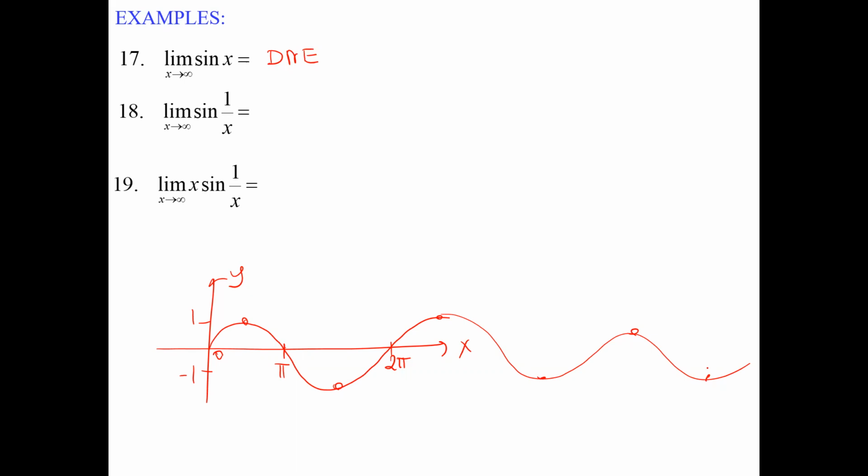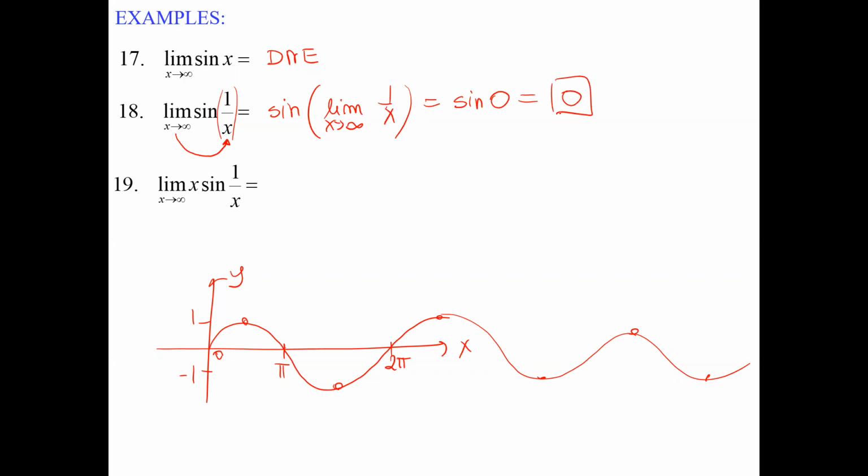Now we have sine of 1 over x. Sine is a continuous function, so we may just compute the limit of the inner function. We can check how this expression behaves at infinity and then apply the sine. And of course, 1 over a big number is a small number. Sine of 0 is 0. Okay.